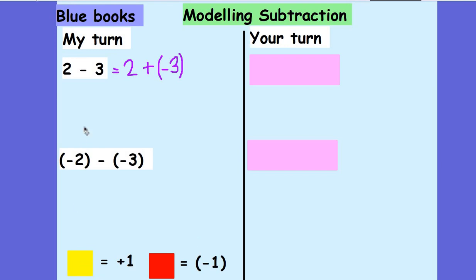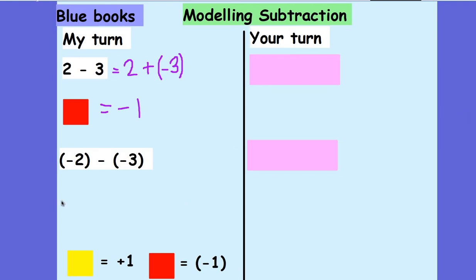Let's model this with our algebra tiles. I need 2 yellows for the +2, and for -3 I need to have 3 reds. Now let's get rid of some 0 pairs. There's 1, there's 2, and I'm left with just the 1 red square, which equals -1.